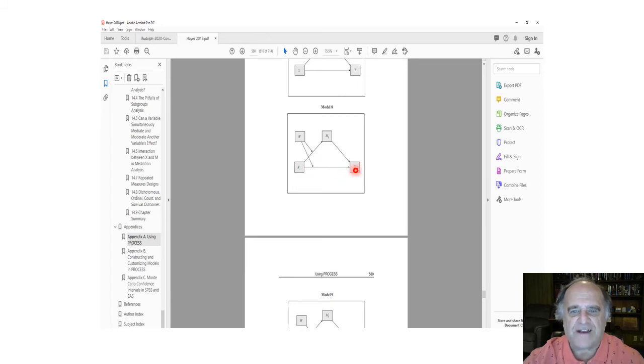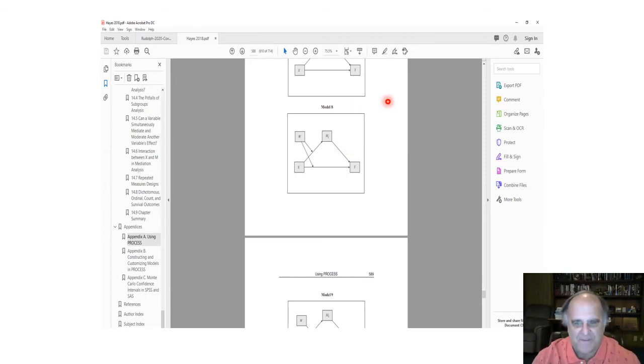This direct effect of X on Y is moderated by W. The indirect effect of X on M is also moderated by W. And note, you could probably also have a situation where W moderates the effect of M on Y. So you can start to get really complex models. And this is Model 8.